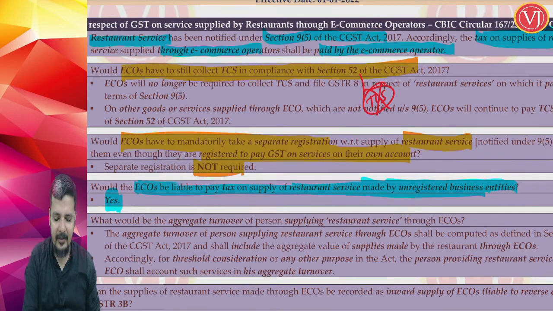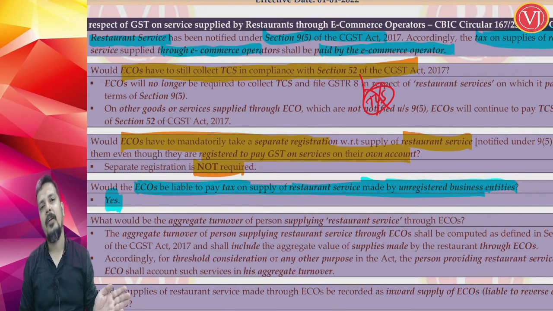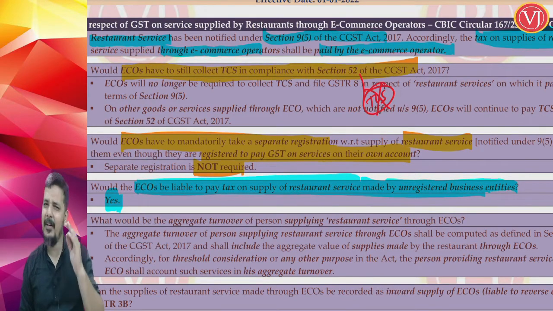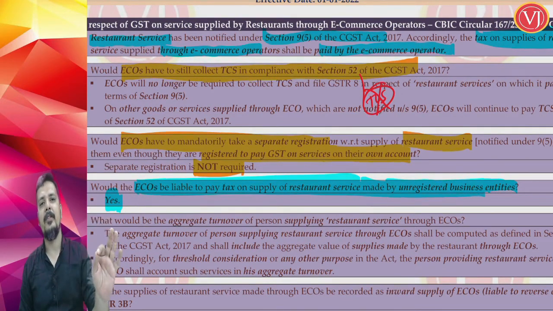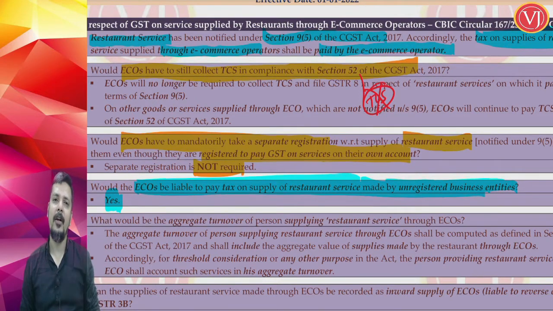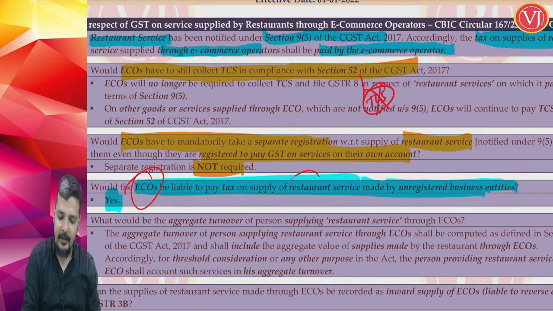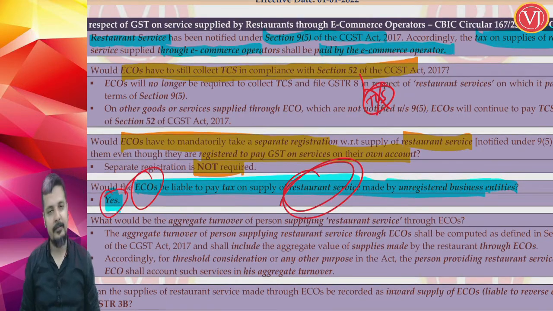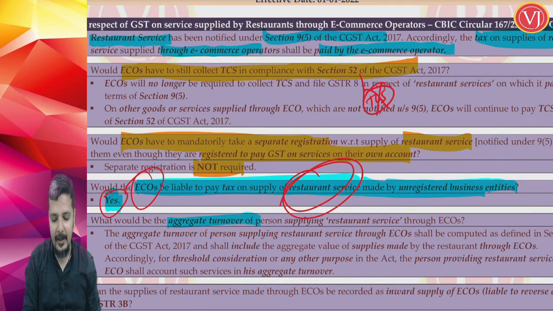Now what is the clarification? These are all basic clarifications. What if the supplier, that is the restaurant, is unregistered? Whether still GST will be payable by ECO? So now the clarification comes, and it is pretty clear: whether the restaurant is registered restaurant or unregistered restaurant, now the liability is not at all on restaurant, the liability is on ECO. So ECO has to pay GST on restaurant services. Forget about whether the restaurant is registered or unregistered. That is the next clarification which is there. The next clarification, which is again a very important point, whose aggregate turnover it is.